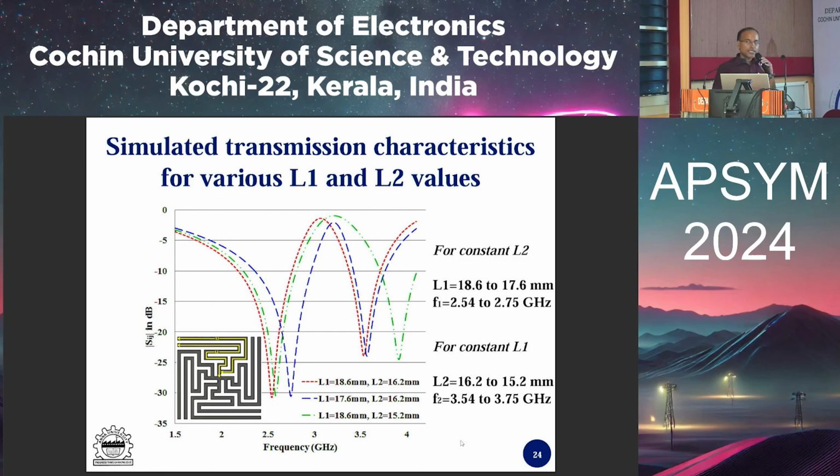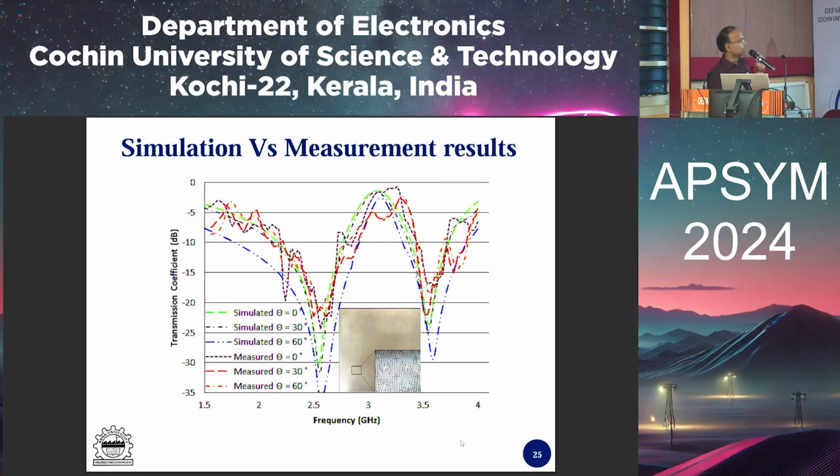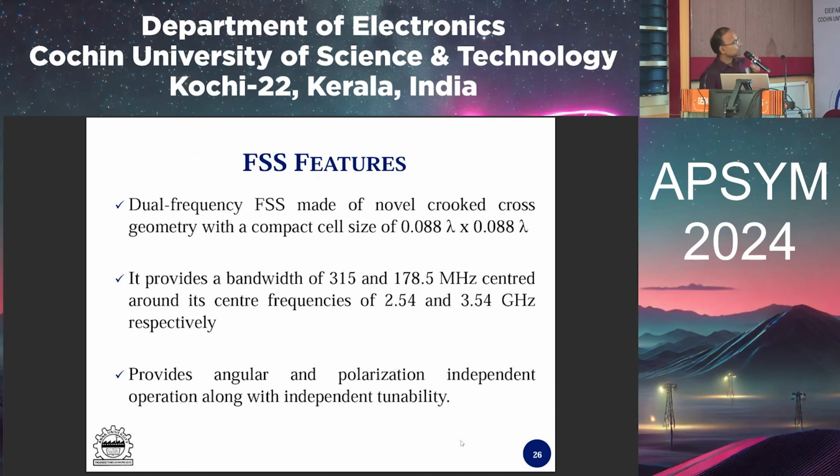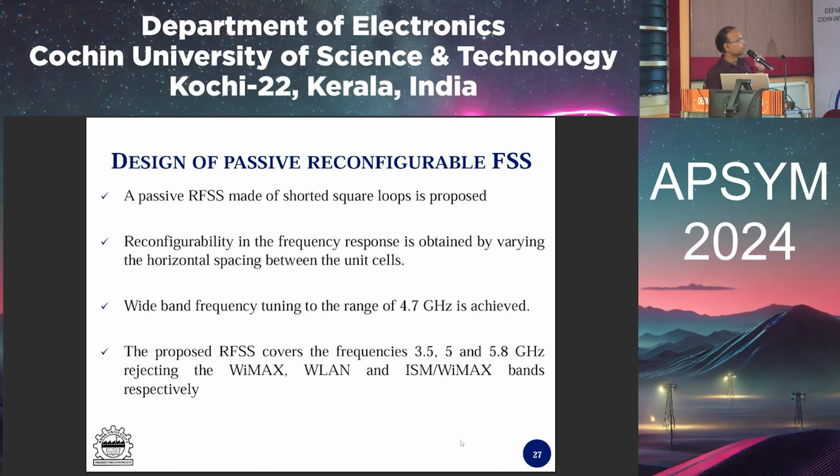When we design such frequency selective surfaces to operate at two different bands, we may have a doubt whether this is stable or not, that is, if we change the resonating lengths L1 and L2, whether that is going to affect the other resonance. We have tested that as well, and we have measured it. These are the measured results. This is an FSS made of a crisscross or crooked cross geometry, where we have reduced the miniaturization from 0.095 to 0.088 lambda, and this is resonating at 2.54 and 3.54 GHz.